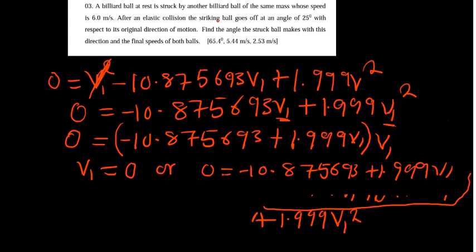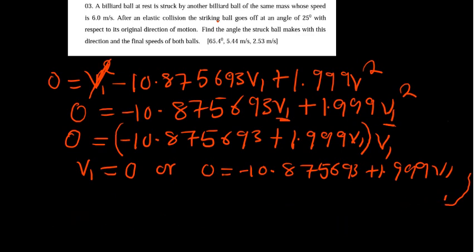So in actual sense, we know that the final velocity for v1 cannot be 0. Therefore, we're going to forget about v1, this part. v1 cannot equal 0, therefore we're going to neglect or ignore this part. So we're going to solve this equation for v1.